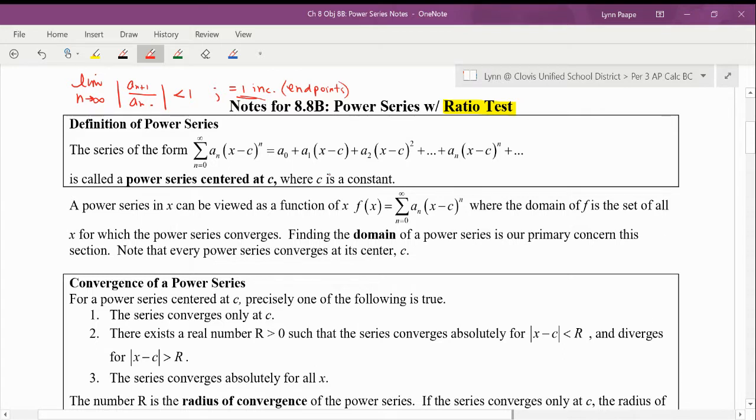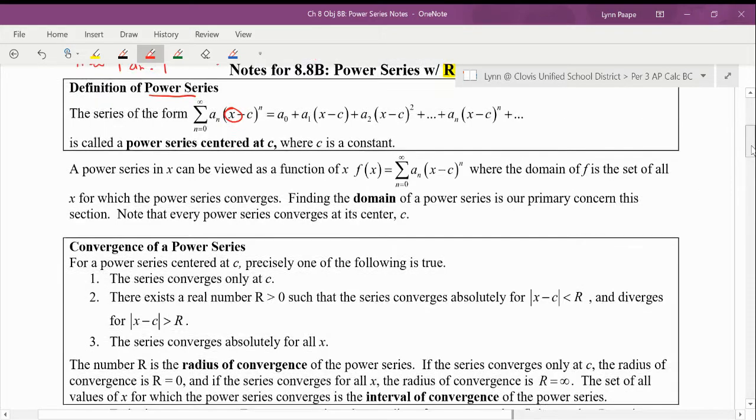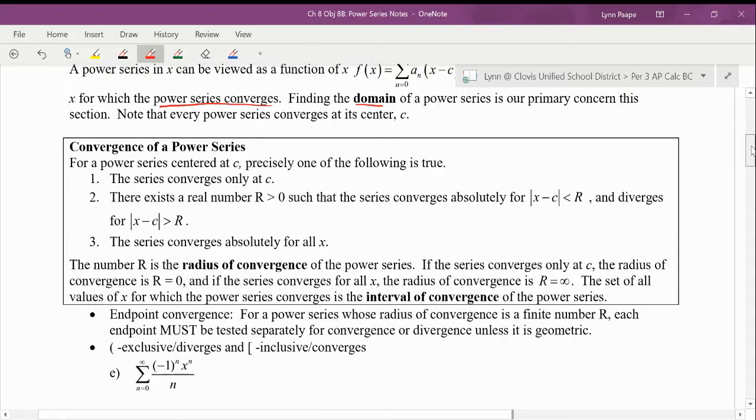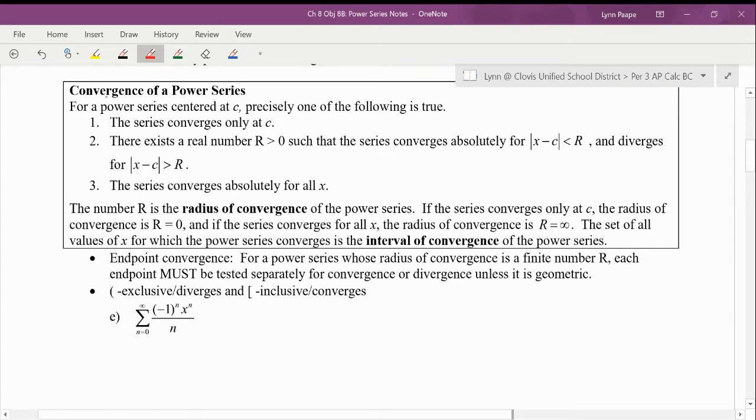So the beginning part of these notes is just a review of what we call a power series. It has that variable term of x in there. Our domain is the values that will allow that power series to converge. And then we have 3 instances of convergence. One is a single value in the domain, so it would only converge at the center. The second is when we have an interval of convergence with a finite radius. And finally, the last situation would be if the series converges for all values of x, so our domain would be all real numbers.